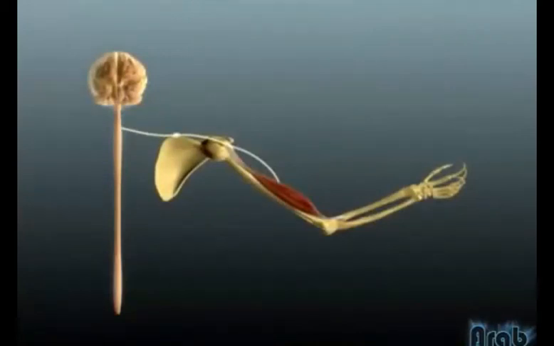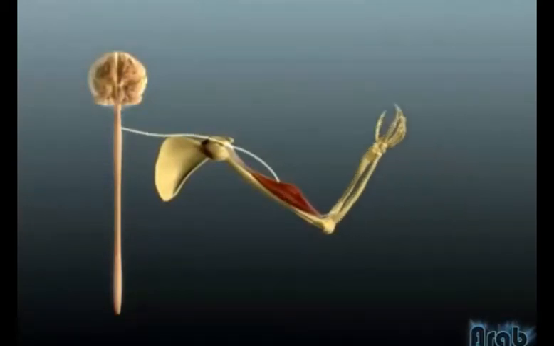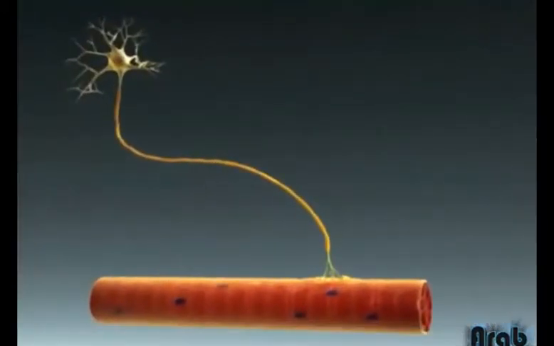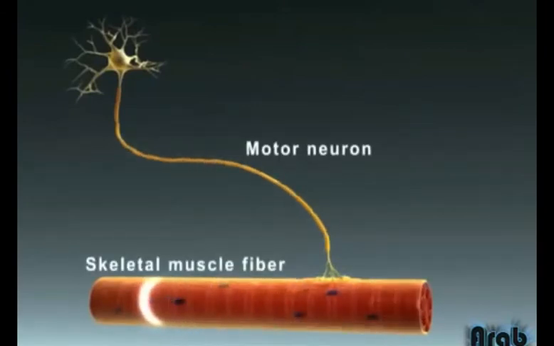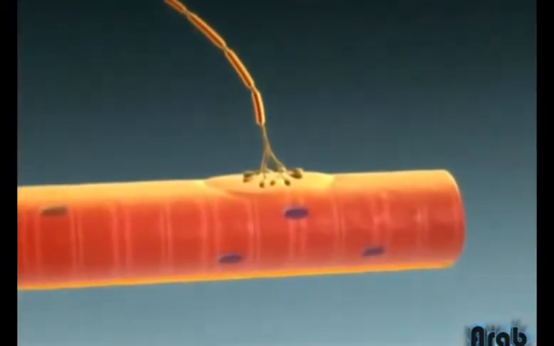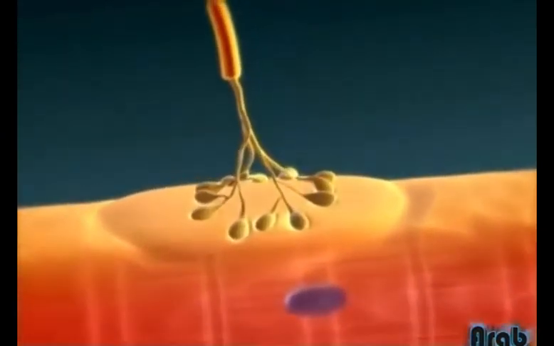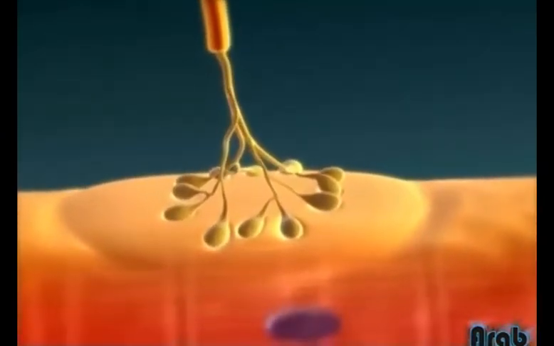Known as action potentials, travel from the brain or spinal cord to trigger the contraction of skeletal muscles. An action potential propagates down a motor neuron to a skeletal muscle fiber. The site where a motor neuron excites a skeletal muscle fiber is called the neuromuscular junction.